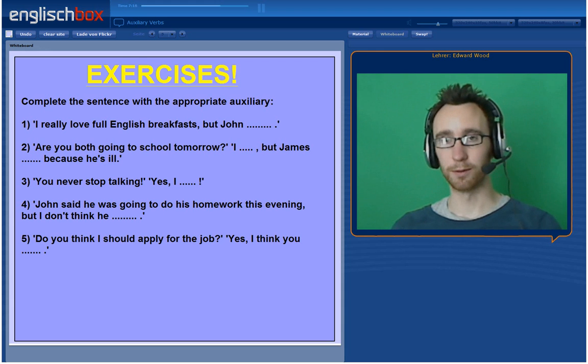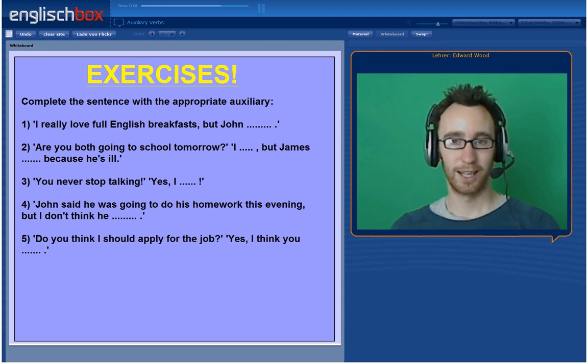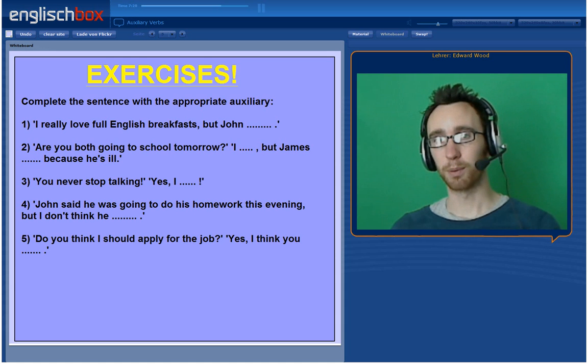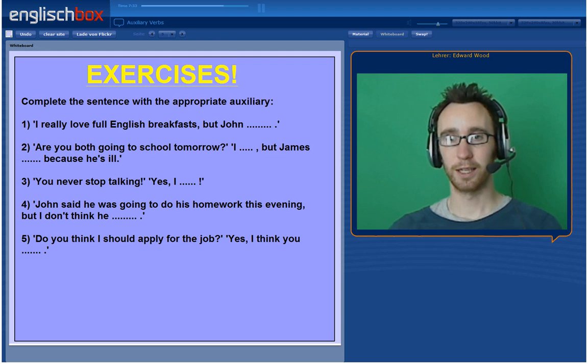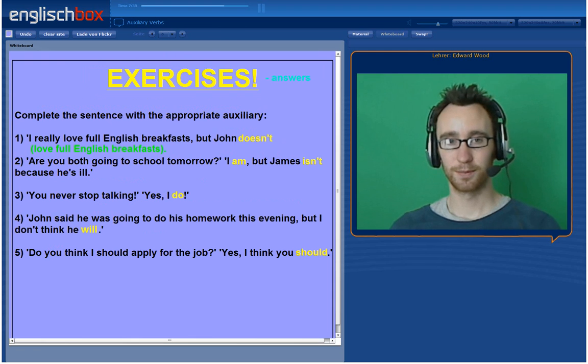This refers to the first point that I talked about, and you have to complete the sentence with an appropriate auxiliary verb. So have a look at the sentences, decide which auxiliary should go there, and then I'll show you the answers. So here are the answers.